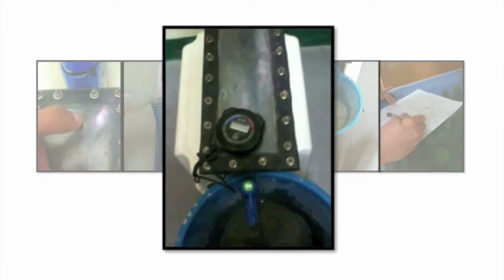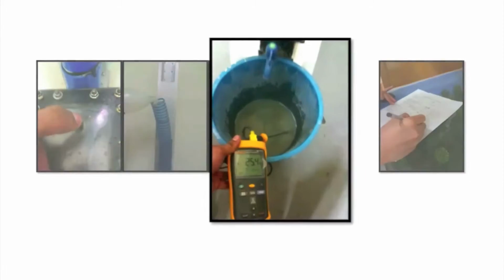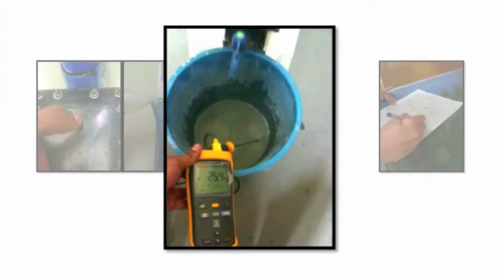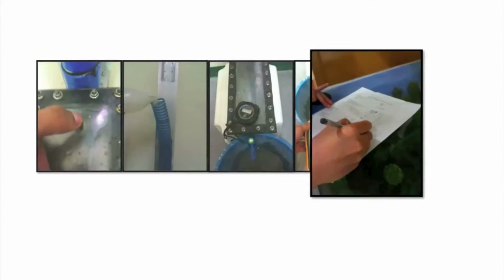Using a stopwatch, measure the time lapse for the water to drop at the designated gradient. Get the actual temperature and apply the necessary temperature correction factor. Record the gathered data and compute the coefficient of permeability.